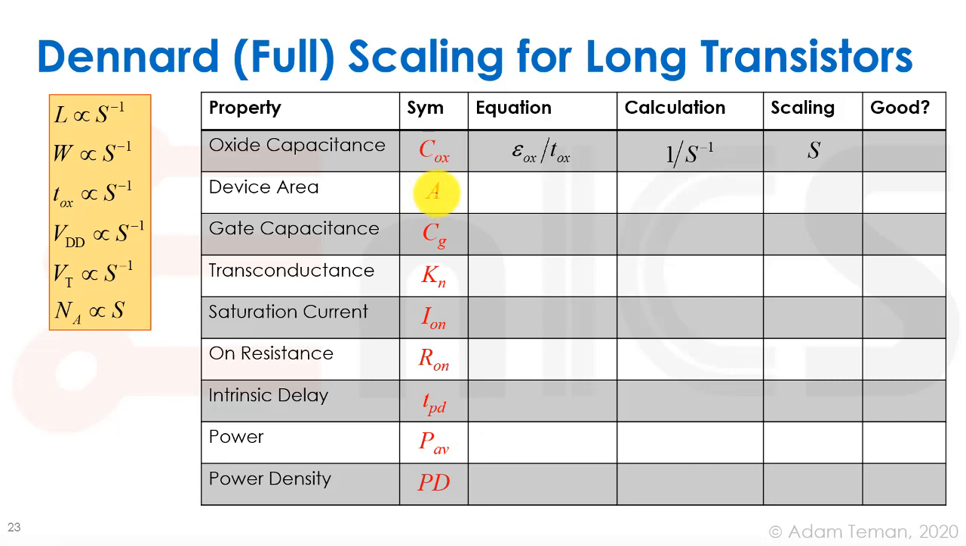The device area. So the device area A is basically the width times the length. And both the width and the length were scaled by S. So we get S to the minus 1 times S to the minus 1.